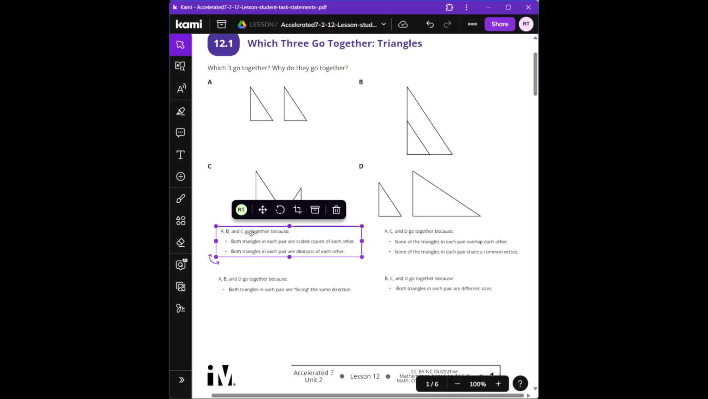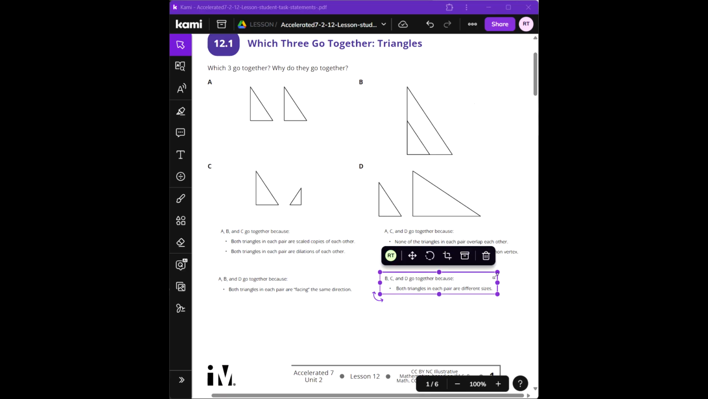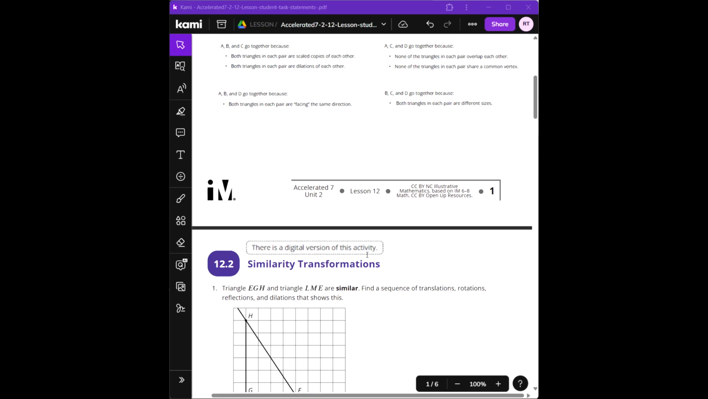So down here, we see that A, B, and C go together because both triangles in each pair are scaled copies, and both triangles in each pair are dilations. Down here we see that A, B, and D go together because both triangles in each pair are facing in the same direction. We see that A, C, and D go together because none of the triangles in each pair overlap, and none of the triangles in each pair share a common vertex. And then for B, C, and D, we know that both triangles in each pair are different sizes. Okay, so there you go.